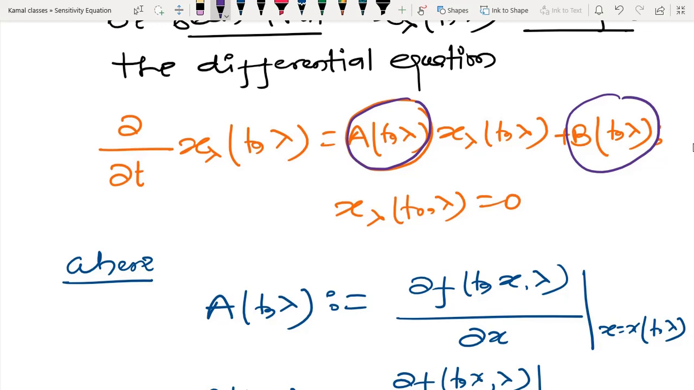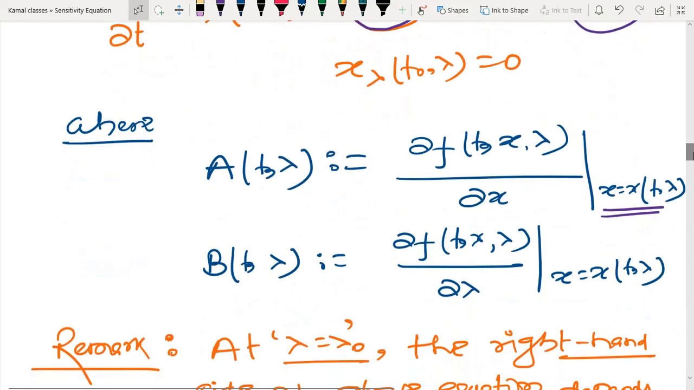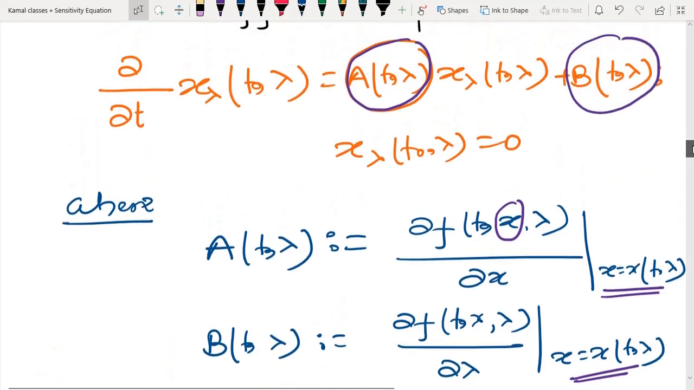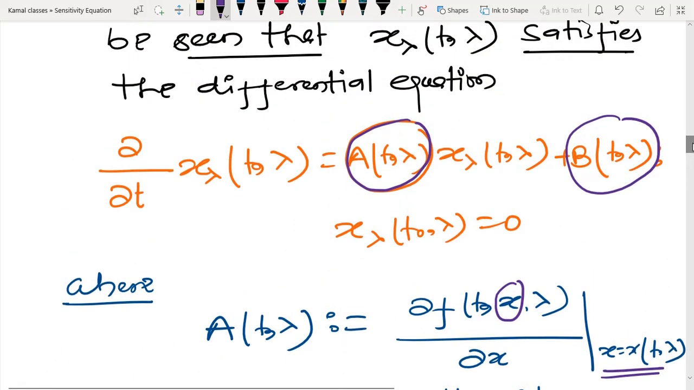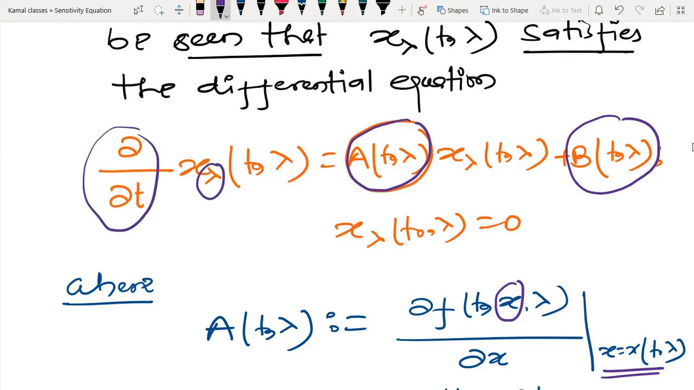You can see that this term is dou f by dou x. And what I am going to do here is calculate this whole term about this x(t, lambda). Similarly, because this function x is a function of t and lambda, I have written it explicitly, and similarly this term is dou f by dou lambda, and due to that reason I have written it like this. So basically, first we check the variation with respect to lambda, and after that we check the variation of the whole thing with respect to t.